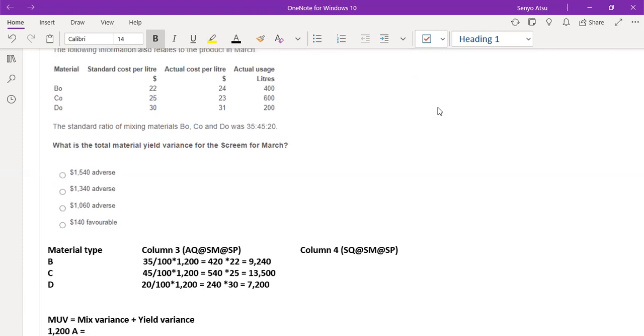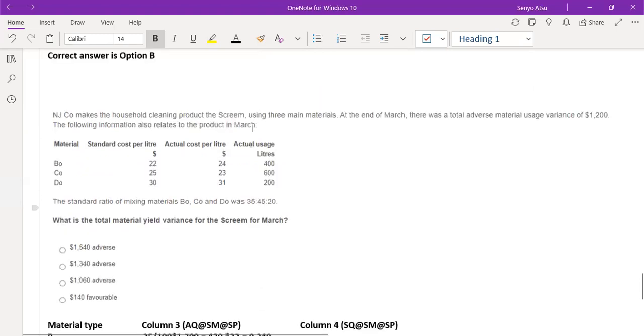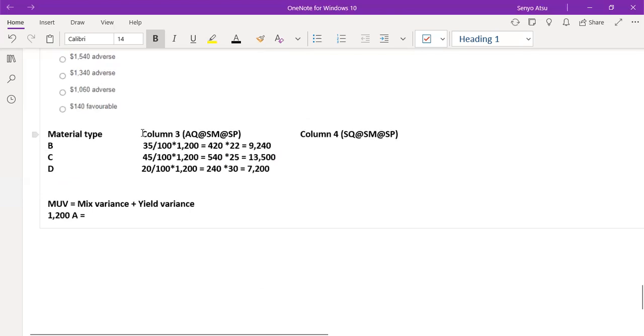it's impossible to work out the standard quantity at standard mix, because if you tell me the standard ratio of mixing materials is 35, 45, 20, you should also tell me what this 35, 45, 20 will give me as output, so that I can compare the actual output with what it should have used. You've not given me that, so I need to go about it another way. And this time, I need to work out column 2. Why I'm working out column 2 is I want to find out the mix variance, so that when I have usage variance and I have mix variance, I can just do a subtraction to get the yield variance.